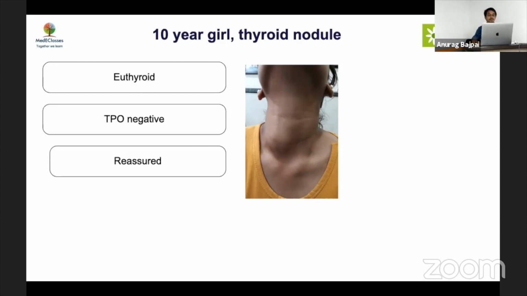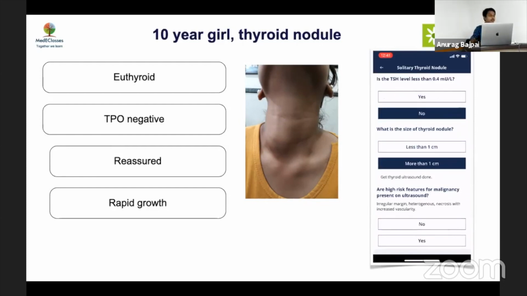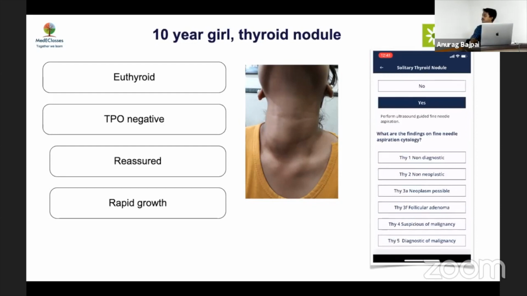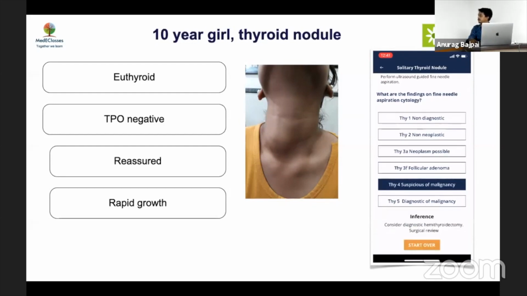So any lesion which is larger than 1 centimeter should have an ultrasound done. And if the ultrasound has suspicious features, we should do a FNAC. So what does the approach suggest in that regard? The child thereafter presented with rapid growth. So yes, thyroid nodule is there, nodule is more than 1 centimeter, so yes, it's suspicious. Then you have to do FNAC, and there will be a risk of malignancy, and you assess there. So anybody who has got a size more than 1 centimeter needs evaluation.